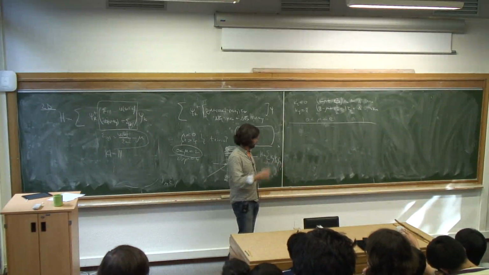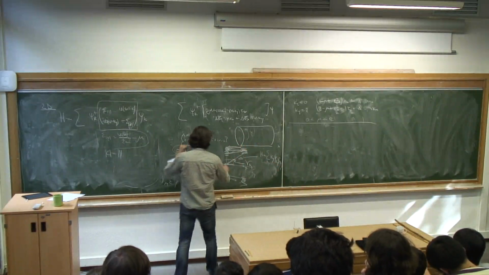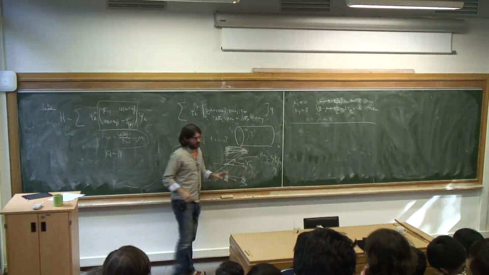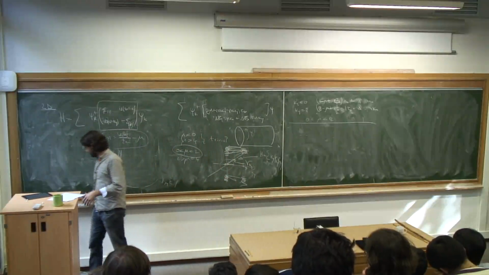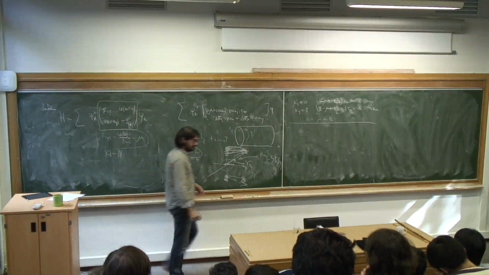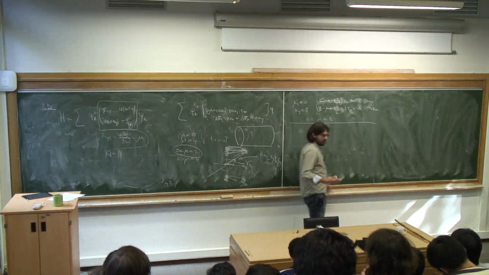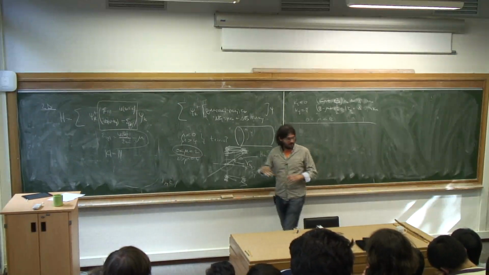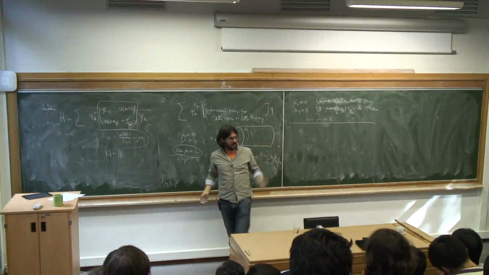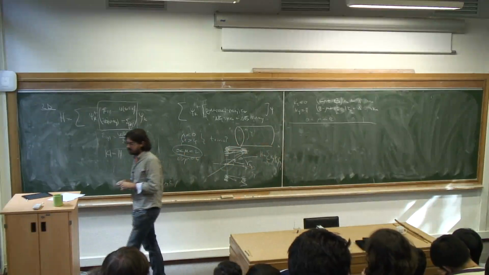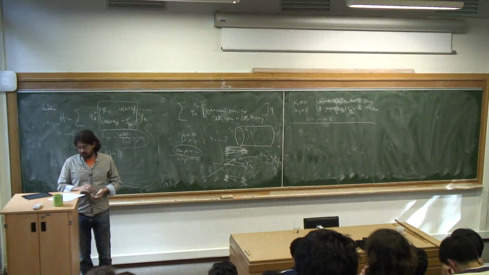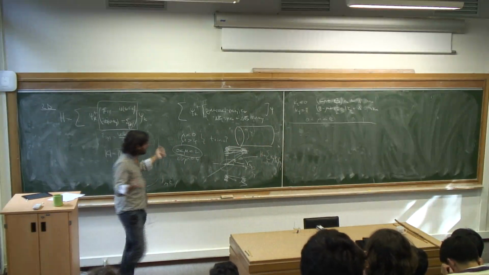Should it merge into the bulk? Where it merges into the bulk is a question of microscopics. It will merge into the bulk tangentially at some ky. It will merge with the bulk bands like this at some ky, but it's a question of microscopics. You can make any of them any, right?